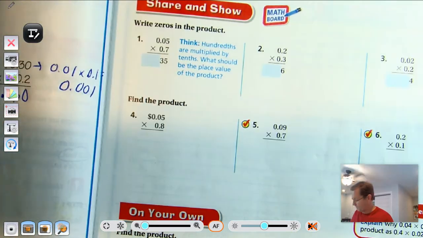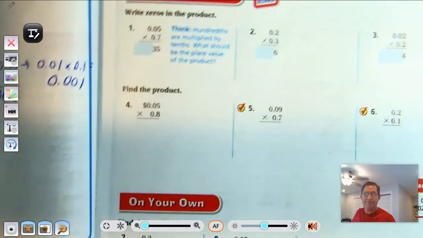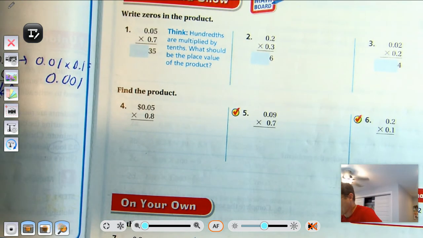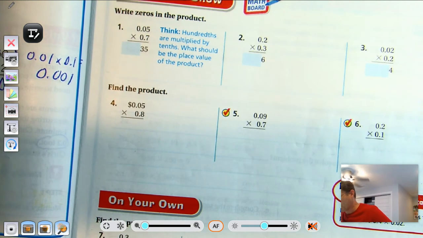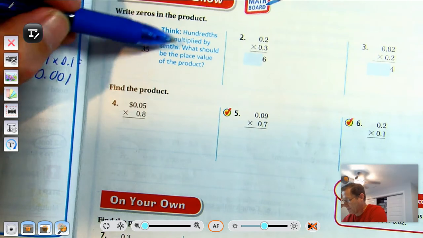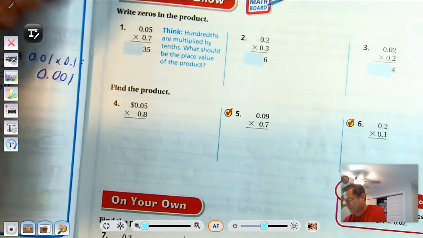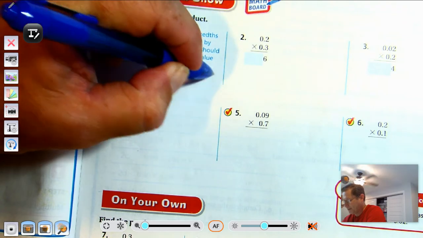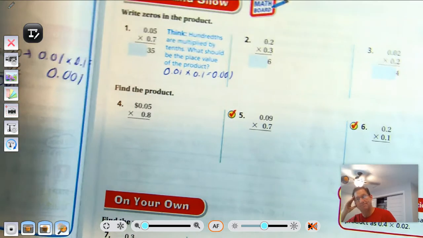All right, so page 199. Write zeros in the product. Think, hundredths are multiplied by tenths. What should be the place value of the product? Okay, well, hundredths times tenths, that's going to equal thousandths, right?